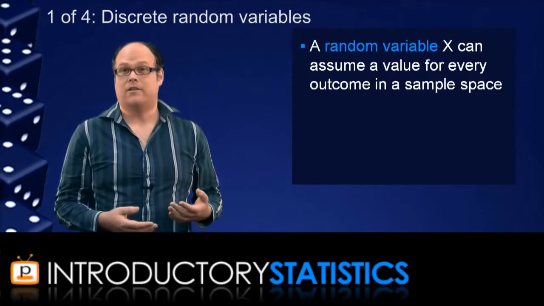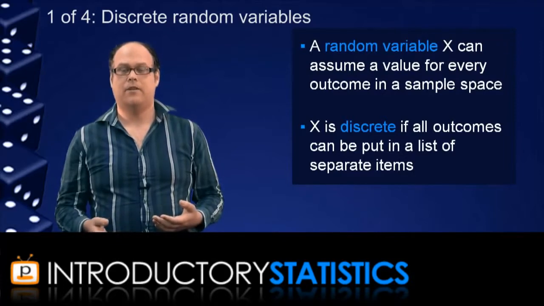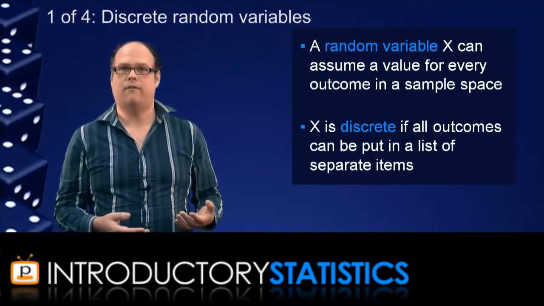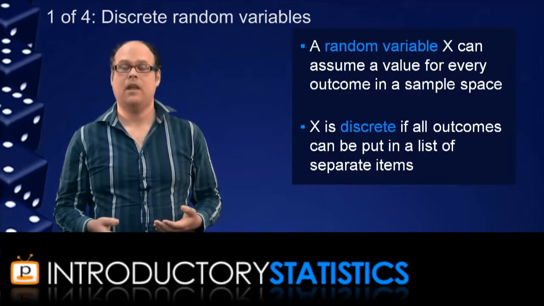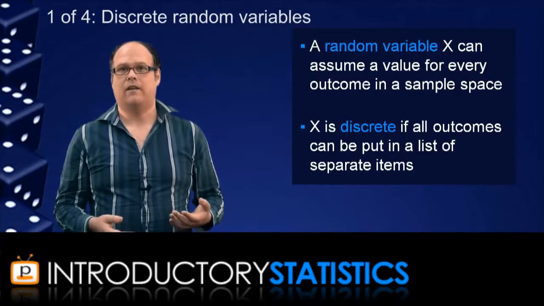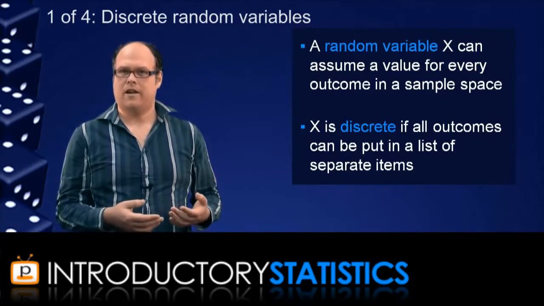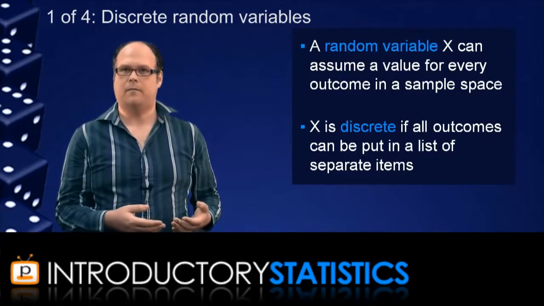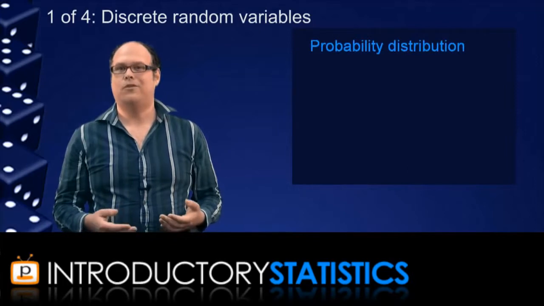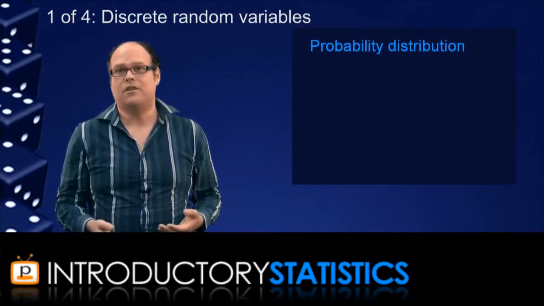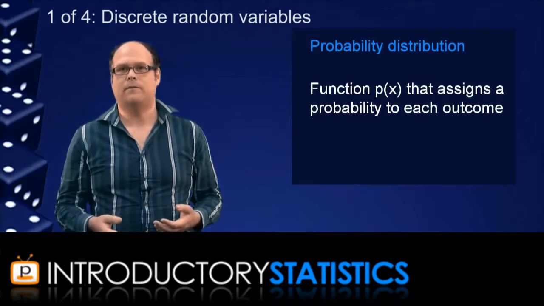And a random variable is discrete if the sample space can be put into a list of separated items. For example, our coin flip experiment gives a discrete random variable because the sample space is just 0, 1, and 2. Later in this summary, we'll go over the other kind of random variable, continuous random variables. Now, when we just assigned the 3 probabilities to those 3 outcomes for the coin experiment, what we were doing was assigning a probability distribution. A probability distribution is a function that assigns a probability to each and every outcome for a discrete random variable.